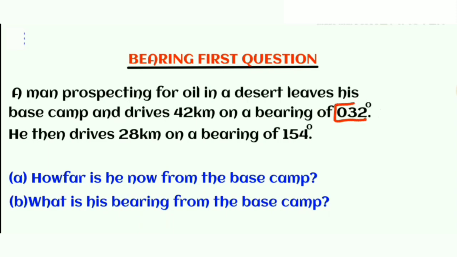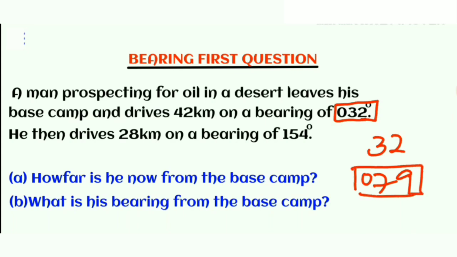this 032 degrees means 32 degrees, but in bearing, numbers are given as 3-figure bearing. Instead of saying 79 degrees, you should say 079 degrees. This is 3-figure bearing. Okay? So, the first question is saying, how far is he now from the base camp? The second question, what is his bearing from the base camp?